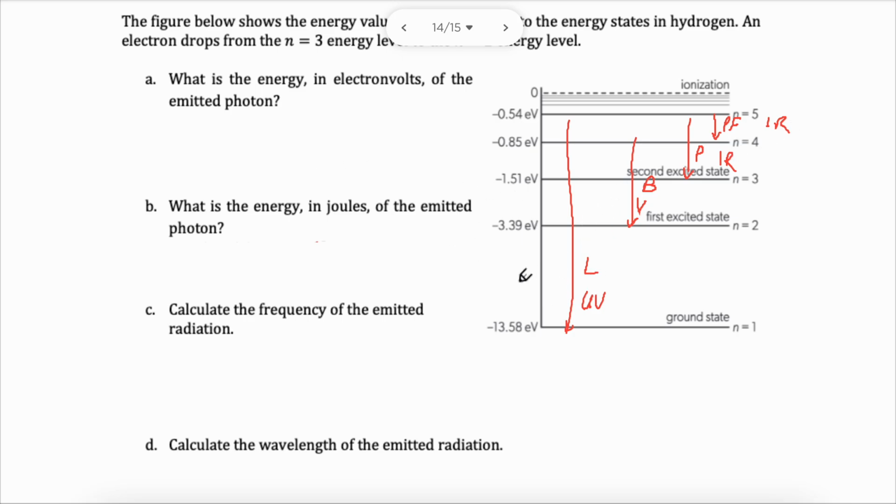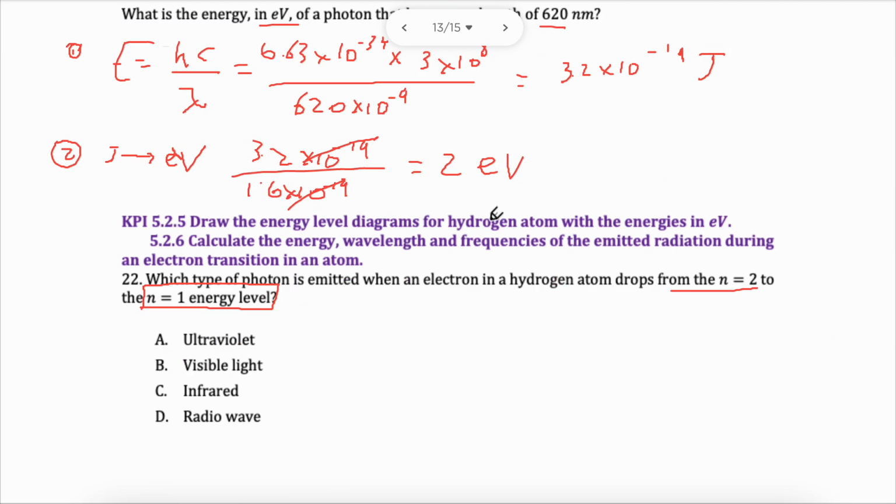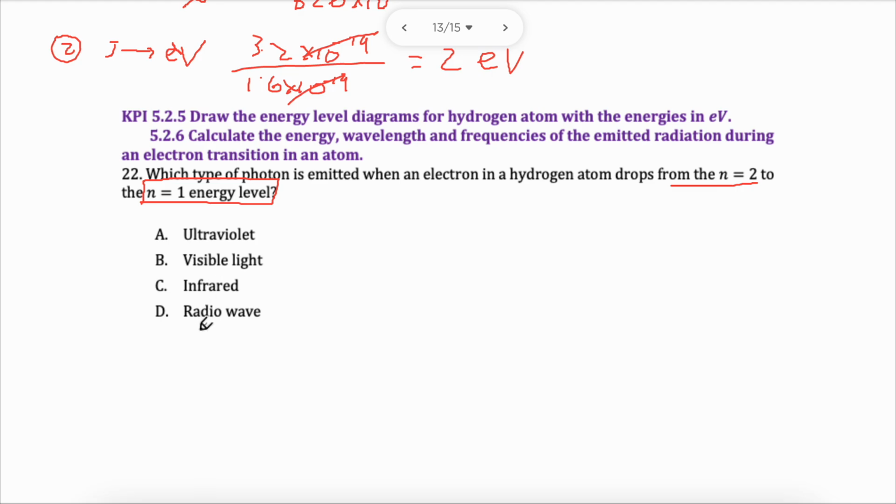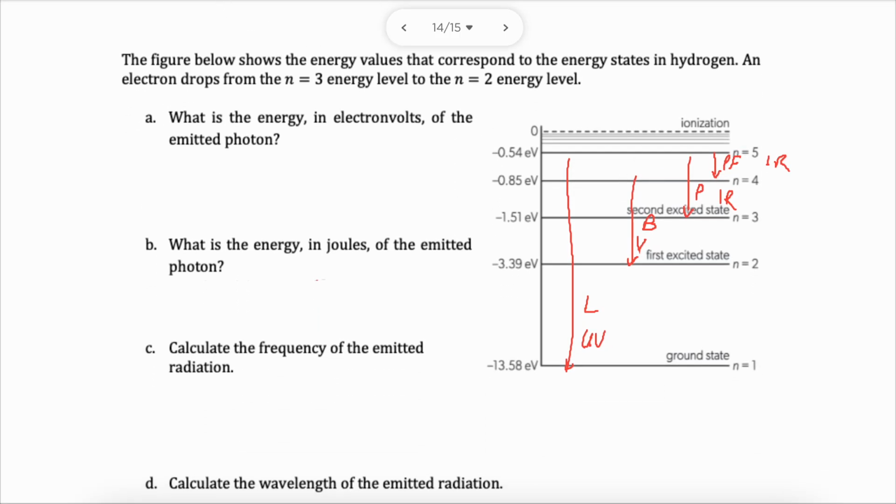If it says dropping to n equals 1, then you know that is going to be Lyman or ultraviolet, depending on what the question is asking for. In this case, the question is saying ultraviolet, visible, infrared, radio wave, so I'm going to pick ultraviolet because that's related with Lyman. That helps us. Now, heading on to this question, I'll probably just get rid of all this stuff here. There we go. And let's see.